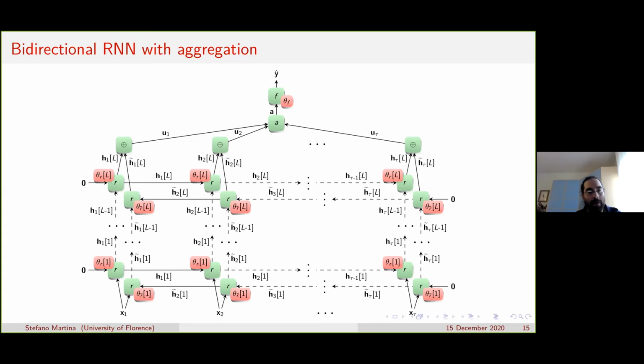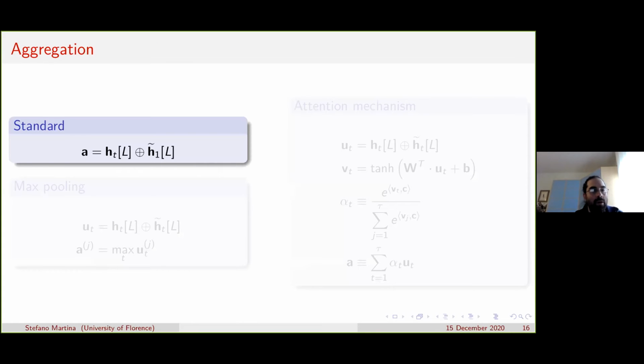The aggregation can be similar to the one that we saw in the first example, where we take the final hidden state of the recurrent neural network, both the final of the forward and the final of the backward part. We concatenate them and we use them to perform the classification.